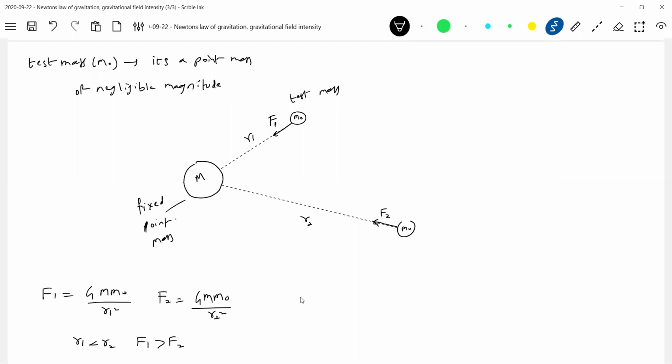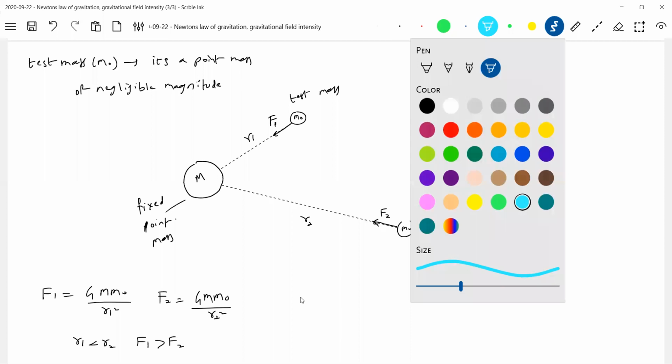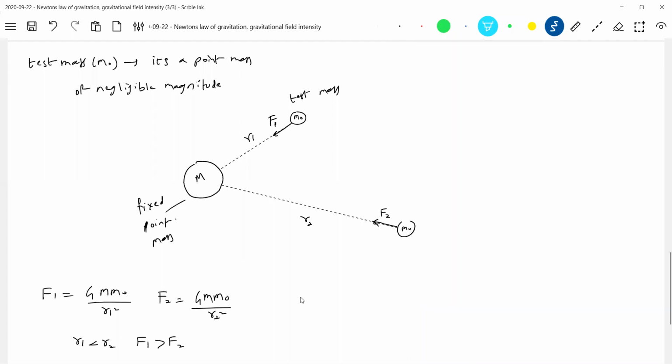How do you define work done? Work done is force into displacement. Let a small displacement occur. Let it be dr. What is the work done by this force? dW1 equals F1 into dr. Similarly, the work done by the same force on another point mass kept here should be equal to F2 into dr.